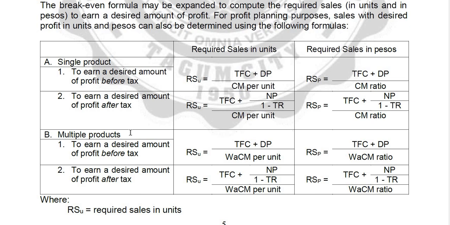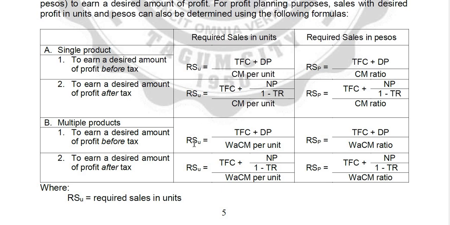So, for the multiple products, ganun lang din, no? Except that, dito sa required sales in units, ang numerator mo actually the same lang sila. Total fixed cost plus desired profit. Yung denominator mo na lang ay weighted average contribution margin per unit. So, same thing here, yung denominator mo ay weighted average contribution margin ratio. So, yung numerator, the same lang naman. Okay? So, ang makakompute mo dito is yung total required sales in units.